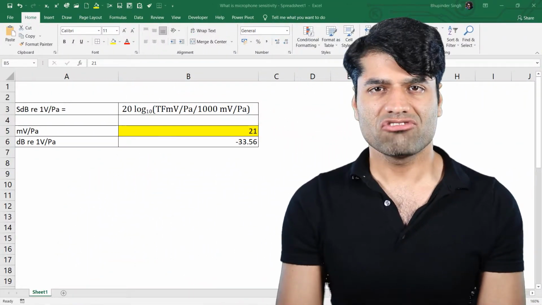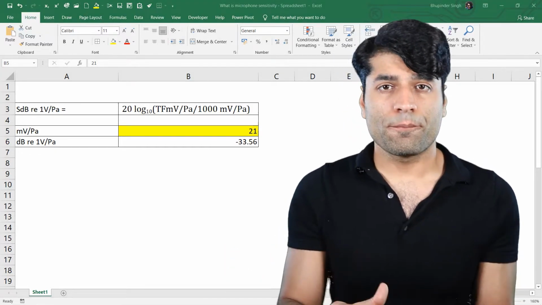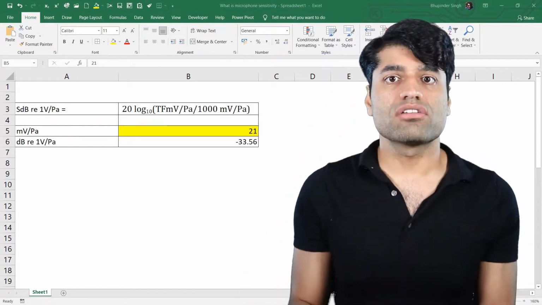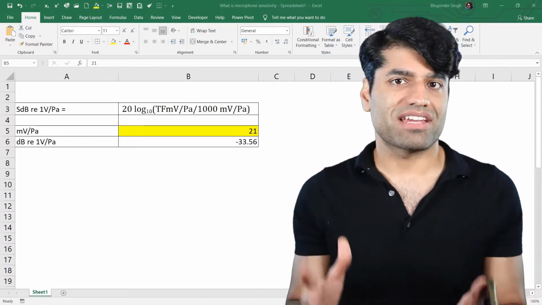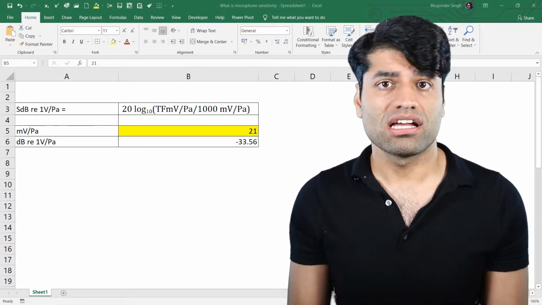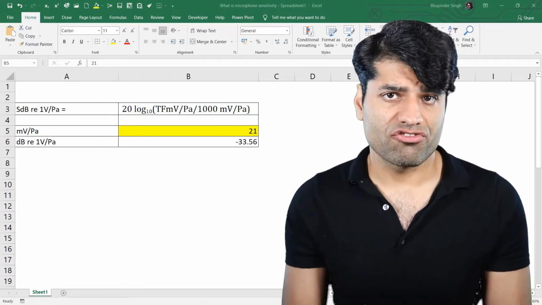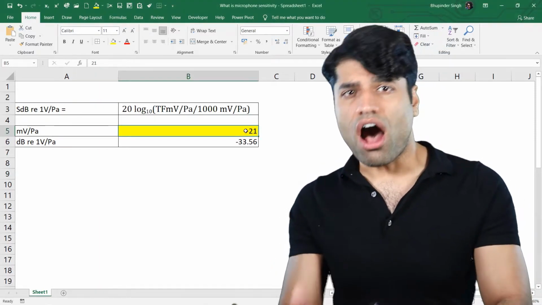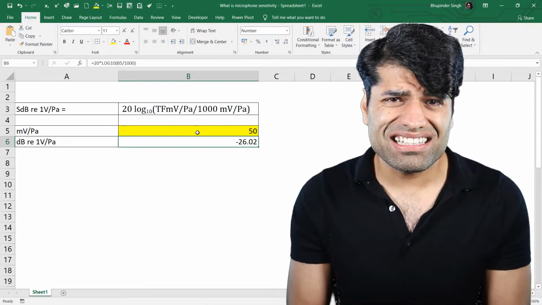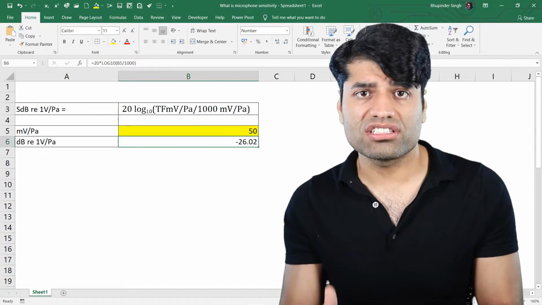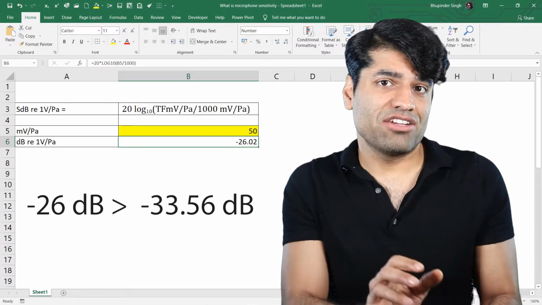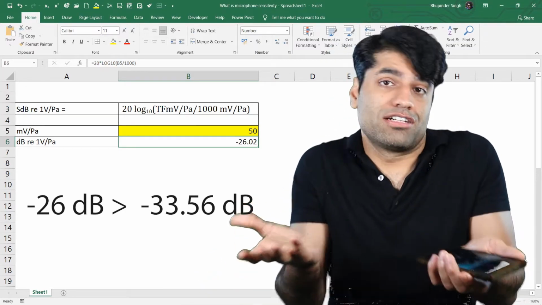Using 21 millivolt per Pascal and comparing it against the hypothetical transfer factor of 1000 millivolt per Pascal, we get a sensitivity of -33.56 decibel. Now, I will artificially increase the transfer factor of the mic from 21 to 50 millivolt per Pascal, and you can see that its sensitivity has increased to -26 decibel. Note, the lower the negative value of a number, the higher the number.